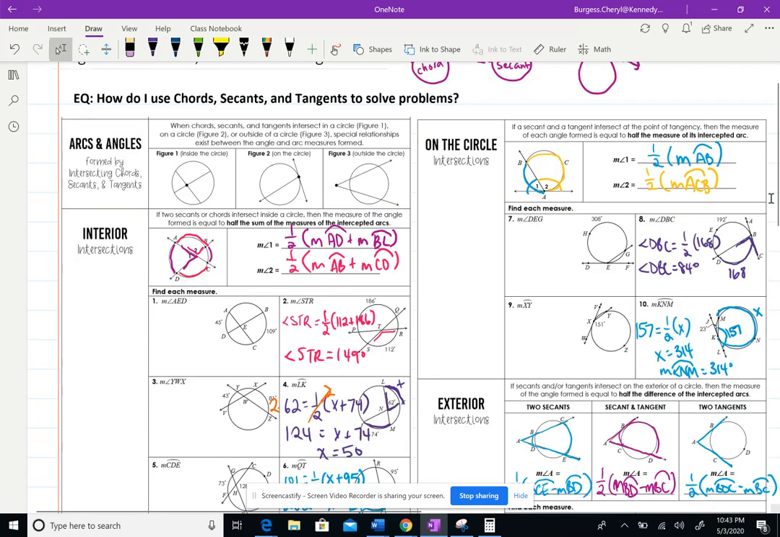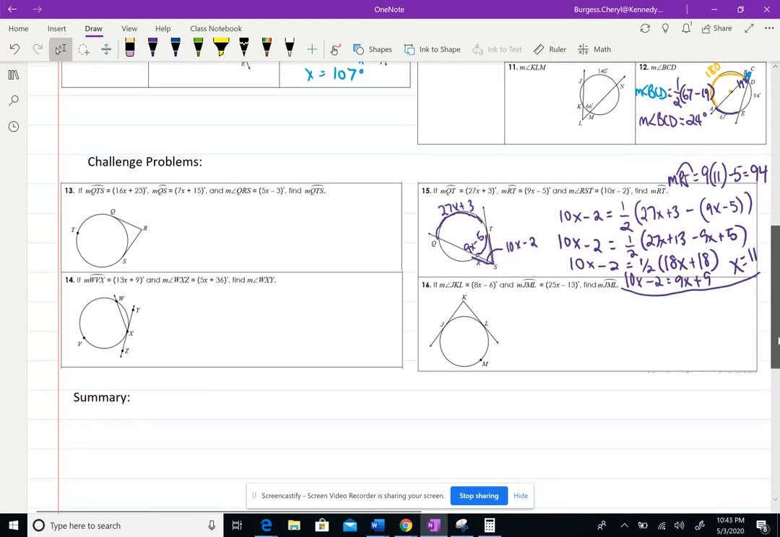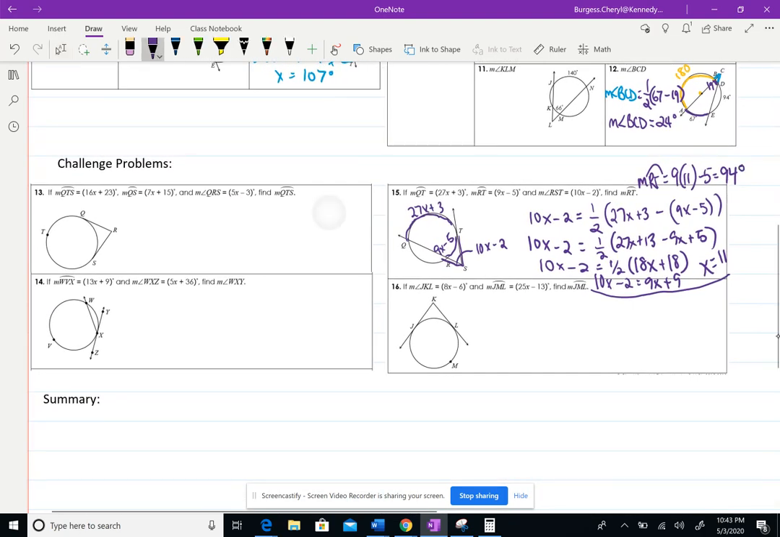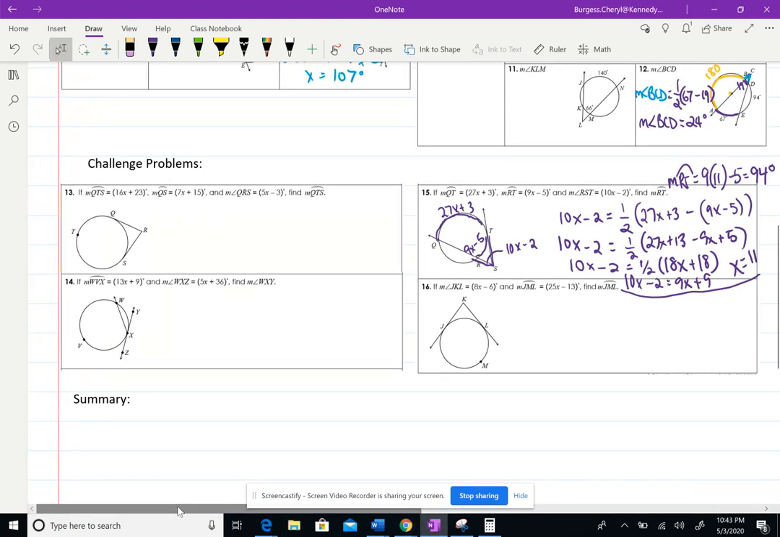What happened? Sorry. 94. Oh, I can't write the degree symbol. There. Look, I did it. But now I can't go back. Okay. Sorry, computers.